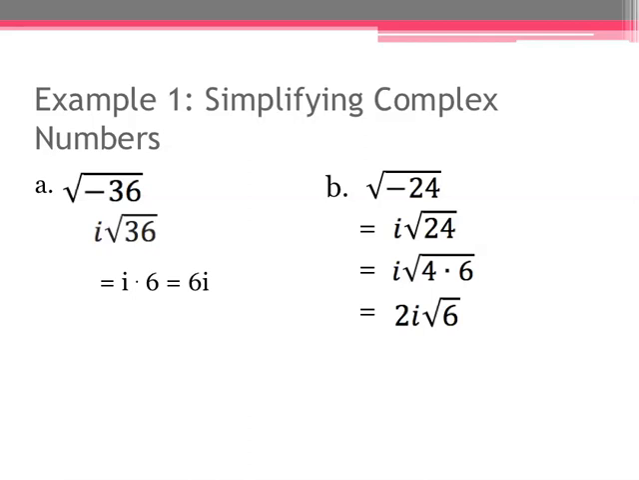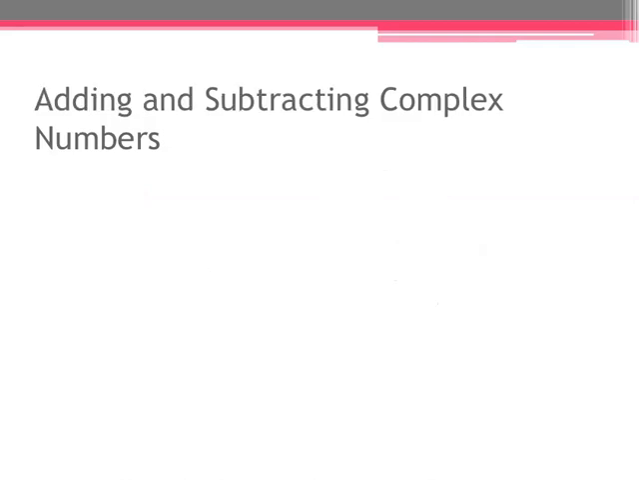Now when it comes to adding and subtracting complex numbers, you are going to be adding and subtracting like terms. And like terms look just the same as like terms in algebra. So if you have 3x plus 7x, that would be equal to 10x. Now when you see an i in there, it works the same way, but just know that i is not a variable. It is, in fact, the imaginary number i.